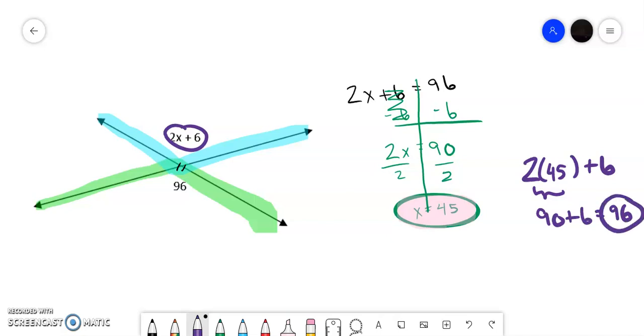So as you see, those two angles are equal to each other. Because x is 45, that means this is 96, and this thing right here is 96. So essentially, we set them equal to each other and we solve for our variable, x.